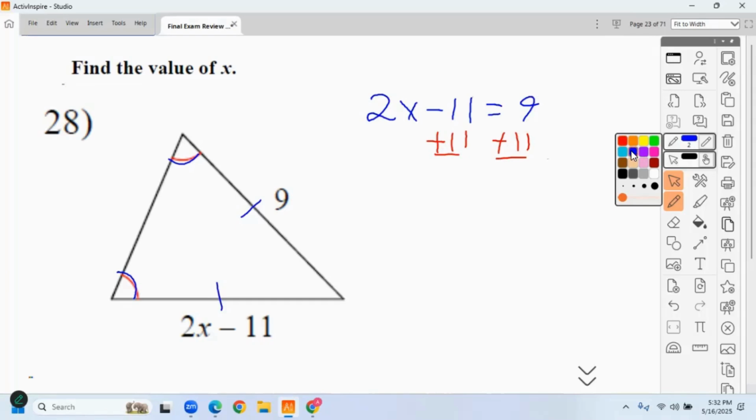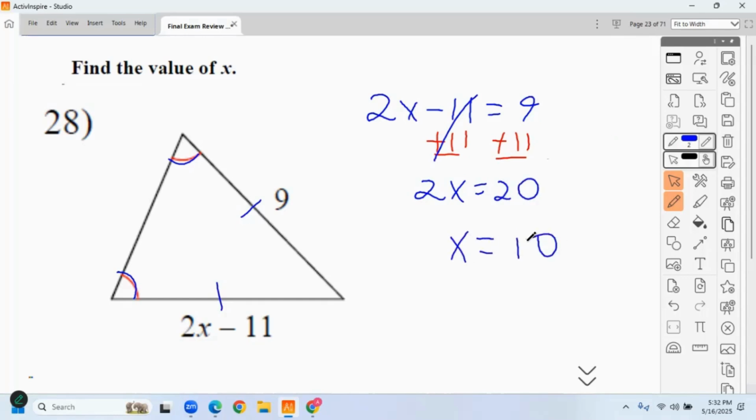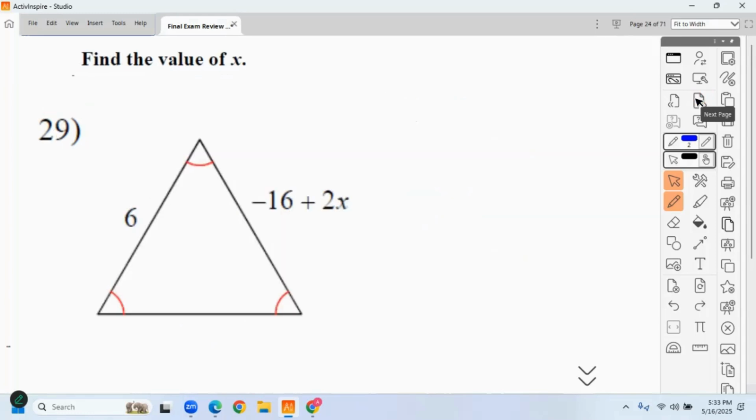I know some of you guys are so good at algebra, you don't need all these steps, I tell you. But that's okay. Try to show some work on the exam so you get some credit. Number 28 is done. The answer is x is equal to 10. All right, let's keep rolling. On to the next. Onward.